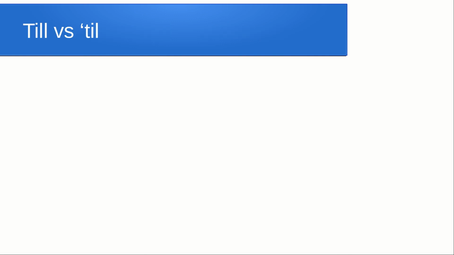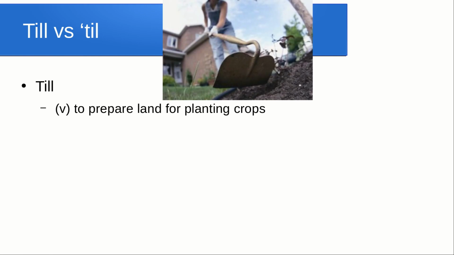So the first mistake is the word till versus the word 'til. Now, this is really one of spelling because they're homonyms. They sound the exact same. The only difference is the way they're spelled. You'll see T-I-L-L versus apostrophe T-I-L. So T-I-L-L, this is something that a lot of students think means until, but it does not.